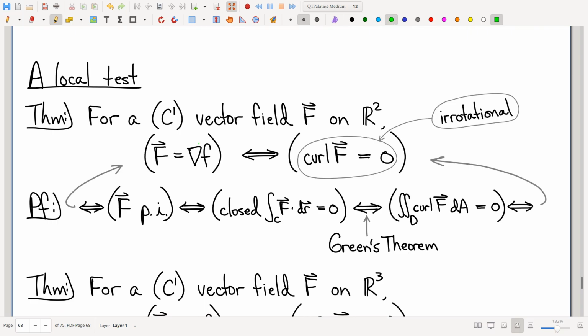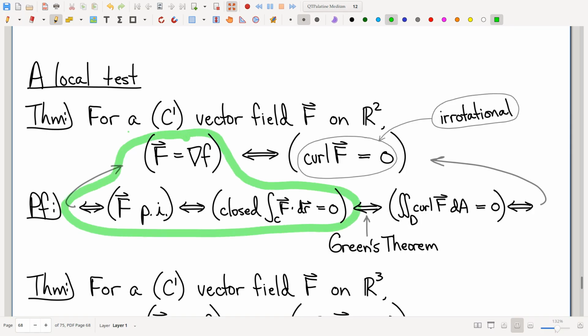I have 5 statements here that I claim are all equivalent for an appropriately nice, appropriately regular region. We don't want to worry about those kinds of problems. We already know that these 3 statements are equivalent. Regularity issues aside, every gradient is path independent. Path independent means that closed line integrals are 0, namely circulations are 0.